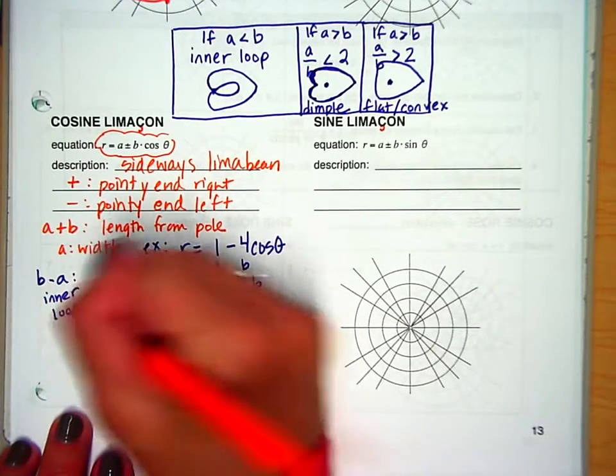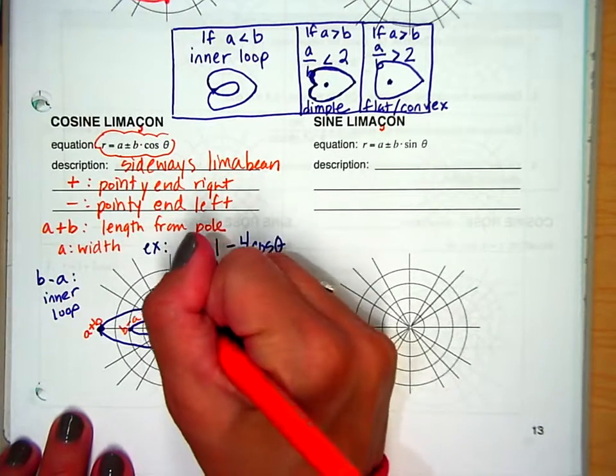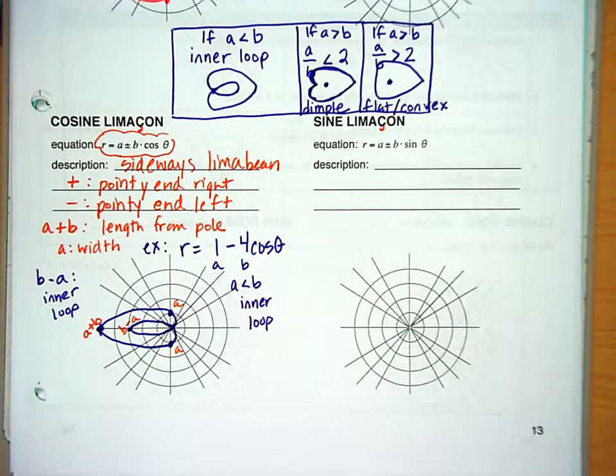But again, all these little things you got to remember. So this down here was A plus B. This was B minus A. This was A. This was A. It had to go to the left because it was a negative. There's lots of little things to remember in practice.